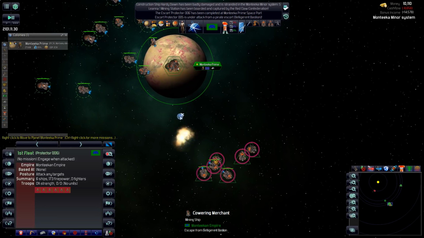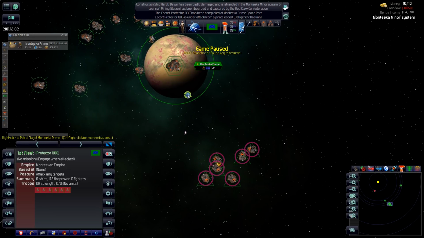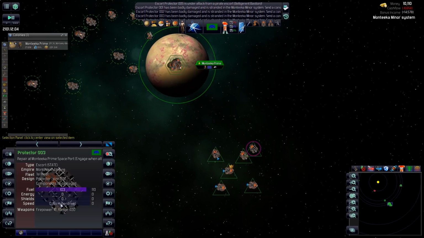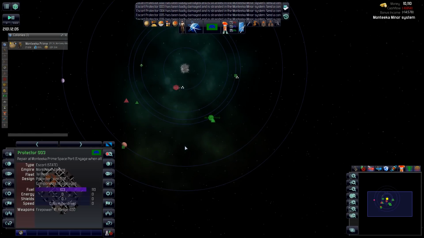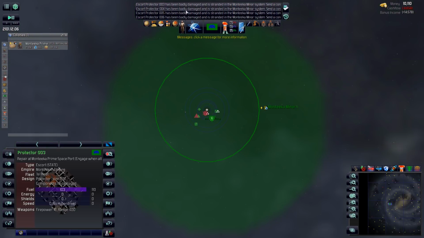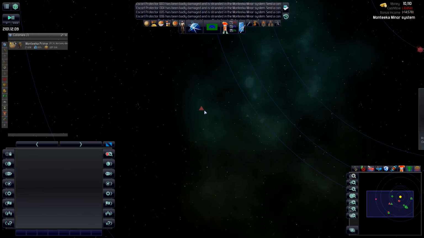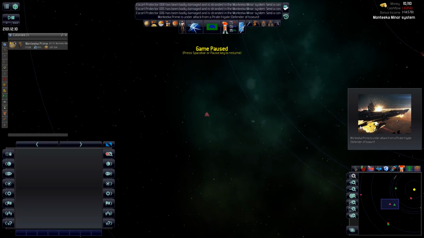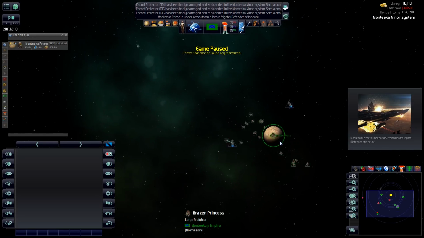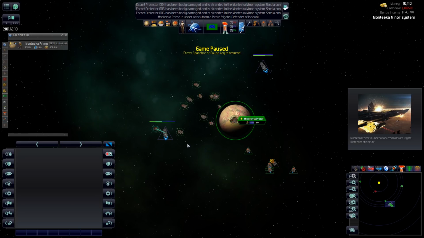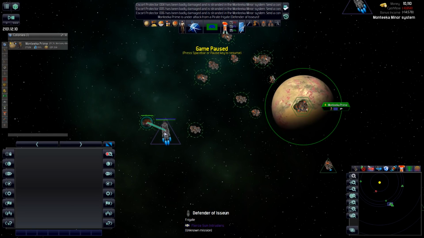Yeah, my private sector's running away. All right, go repair. If you can. And you can't. Everybody's been badly damaged. And Monteca Prime is under attack again. Oh my god. Oh man. Like I said, this small galaxy is super, super tough.